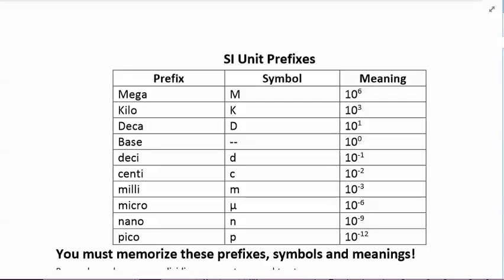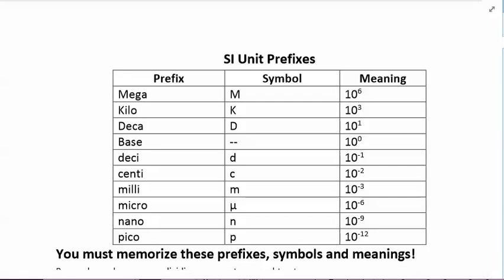Okay, so if you notice here we have symbols for mega, kilo, and deca. They are all capital letters, and then below that they're all lowercase. So you'll notice there's a lot of M's. So we have mega, which is a capital M, milli, which is a lowercase m, and then we have micro.